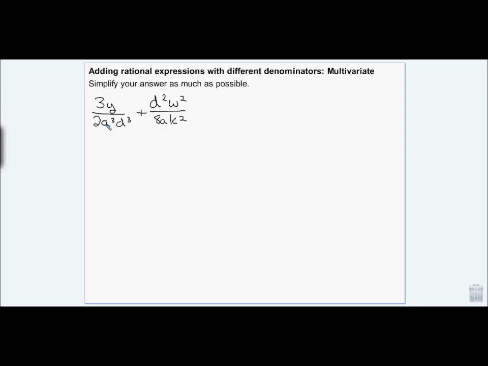Our common denominator between a 2 and an 8 is going to be an 8 because 2 will go into 8 and so will 8. I have 3 a's and 1 a, so I need 3 a's at minimum. I have 3 d's, and 2 k's. So these are going to be my common denominators.